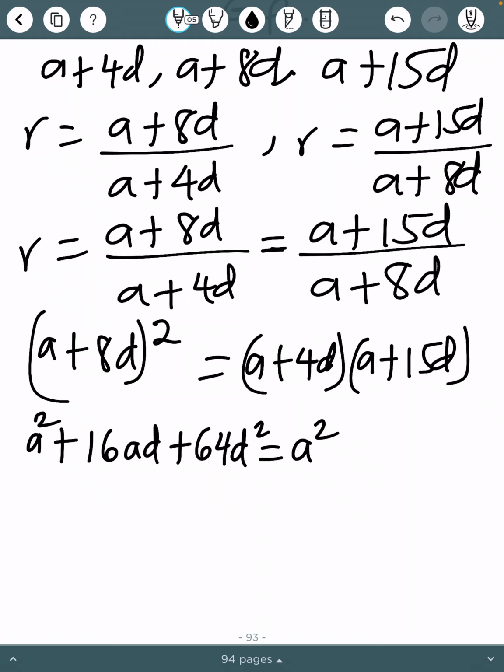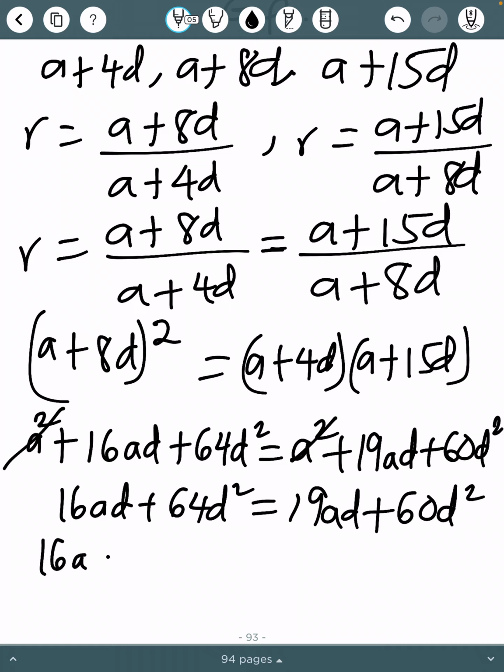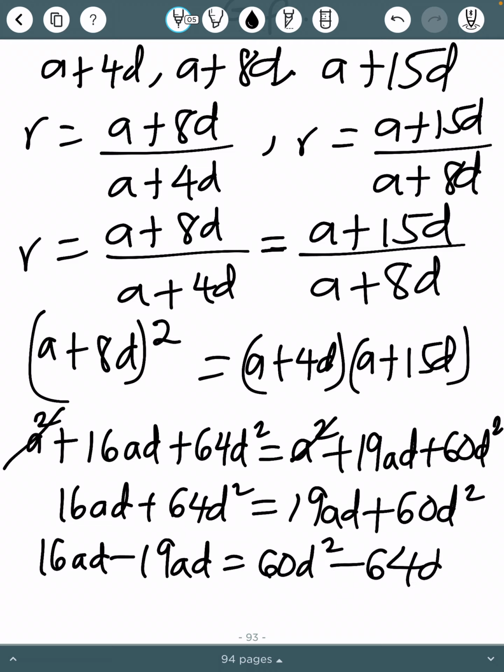That is equal to a squared plus 19ad plus 60d squared. So that means a squared and a squared could cancel each other from left to right, and I have 16ad plus 64d squared is equal to 19ad plus 60d squared. So here I can simplify to get 16ad minus 19ad will give me 60d squared minus 64d squared.